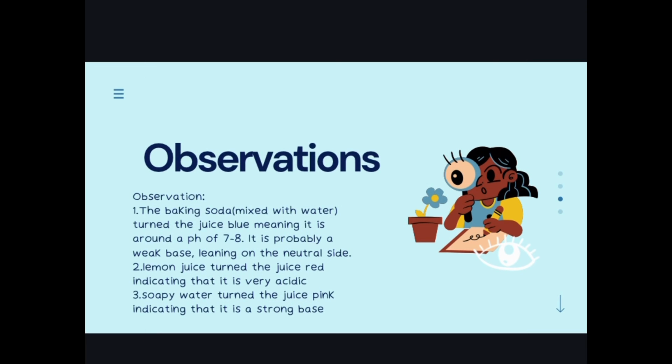My observation for the baking soda is that it turned the juice blue, meaning it is around a pH of 7 to 8, and it is probably a weak base leaning on the neutral side. And for the lemon juice, it turned the juice red, indicating that it's very acidic. And soapy water turned the juice pink, indicating that it is a strong base.